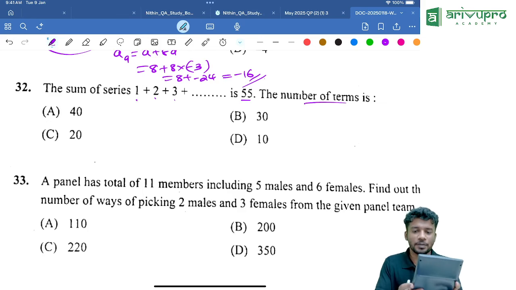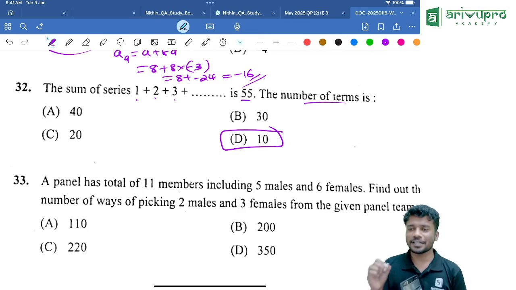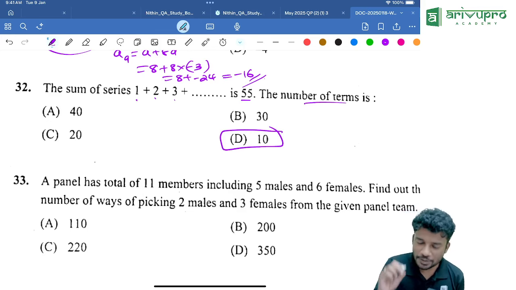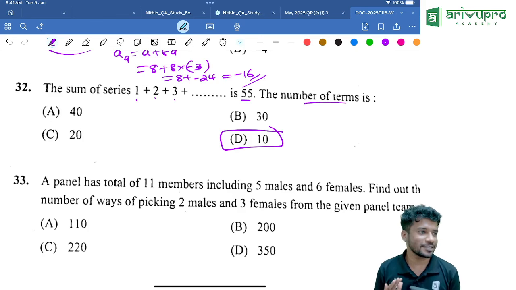Because 1 plus 2 plus 3 plus 4 plus 5 plus 6 plus 7 plus 8 plus 9 plus 10 is 55. So how many terms are there? 10 terms are there. In 5-6 seconds you are getting the answer. Always use calculator.